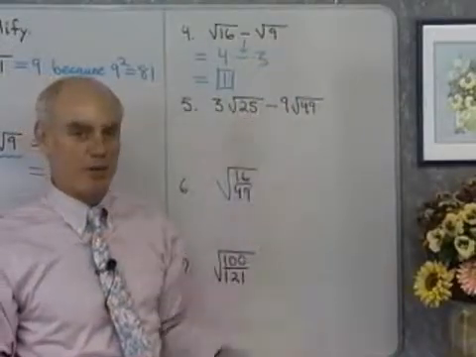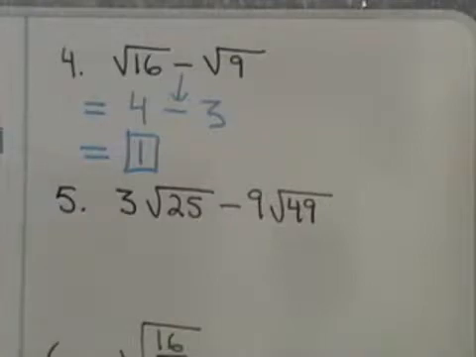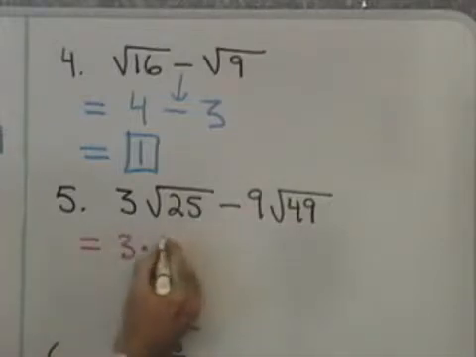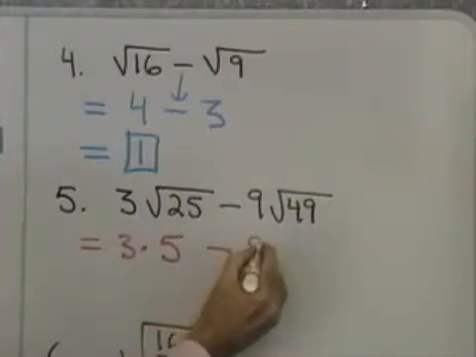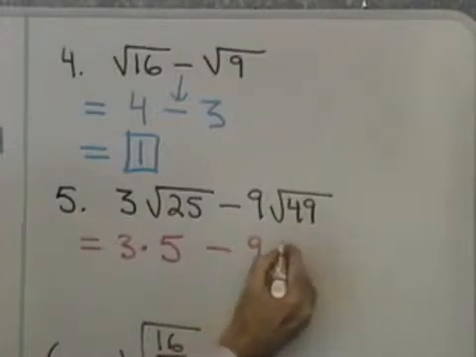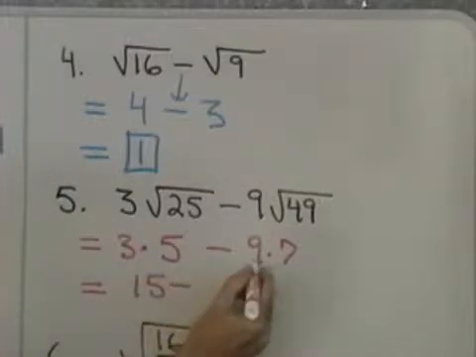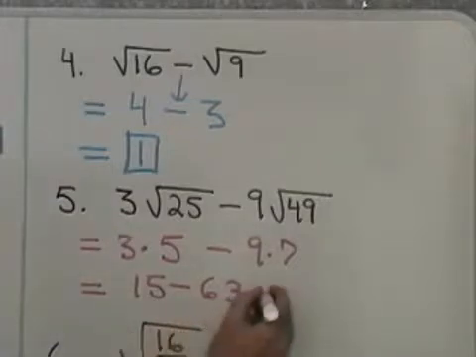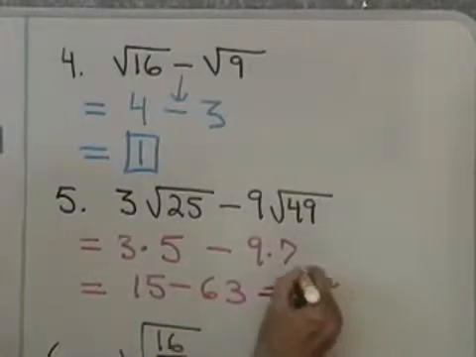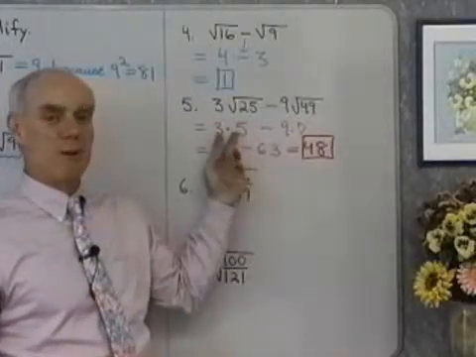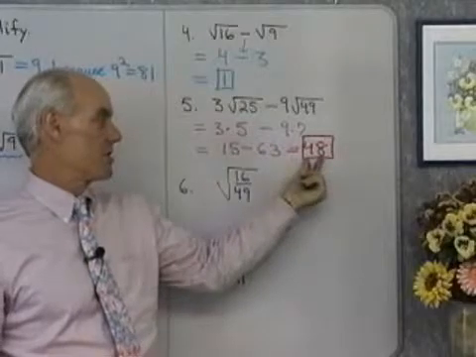Here it's a little bit more complicated. 3 times the square root of 25 minus 9 times the square root of 49. So this will be 3 times square root 25, which is 5, minus 9 times positive square root of 49, which is 7. 3 times 5 is 15 minus 9 times 7 is 63, which is 48. Okay, so I simplify each of these roots right here, then I do my multiplication, and then finally I do my subtraction to end up with 48.